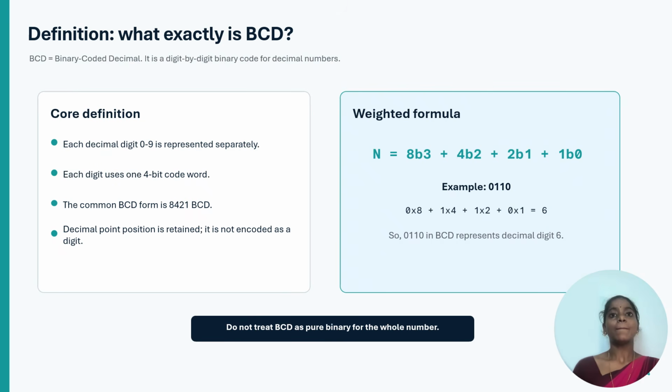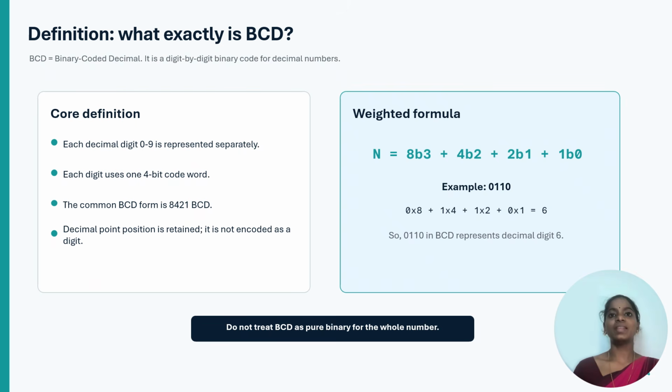BCD stands for Binary Coded Decimal. It is a binary coding system in which each decimal digit from 0 to 9 is represented separately by a 4-bit binary code word. The commonly used form is the 8421 BCD code. Those bit positions have weights 8, 4, 2 and 1. BCD must not be treated as the ordinary binary representation of the complete decimal number. It is a digit by digit code.